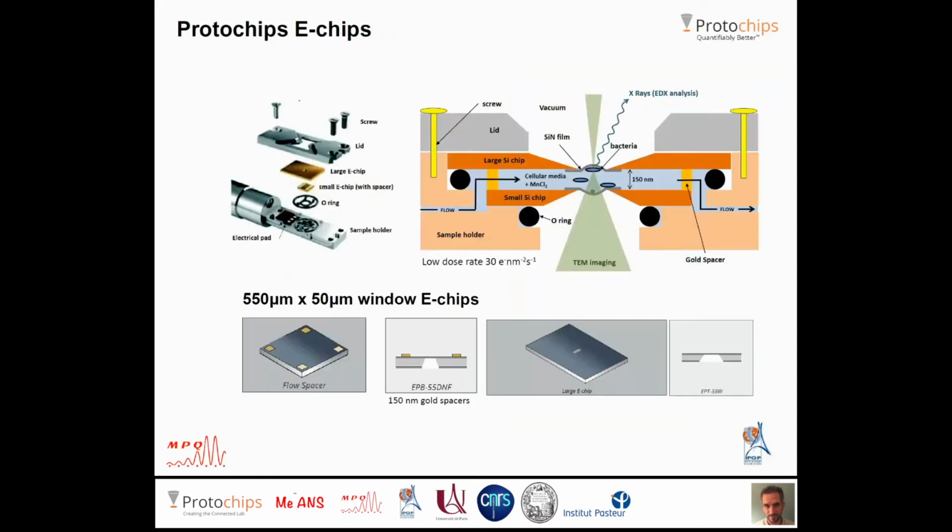To do so, we exploited the Poseidon Select holder from Protochips, which allows us to study dynamical processes at the nanoscale in a liquid environment of well-controlled composition. We used the flow liquid cells with gold spacers of only 150 nanometers in thickness, which was the best compromise to be able to observe micrometer-sized bacteria with a very good signal-to-noise ratio.